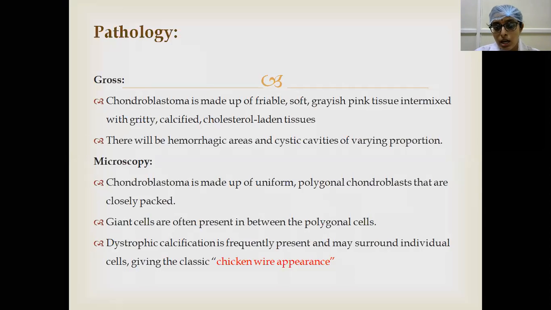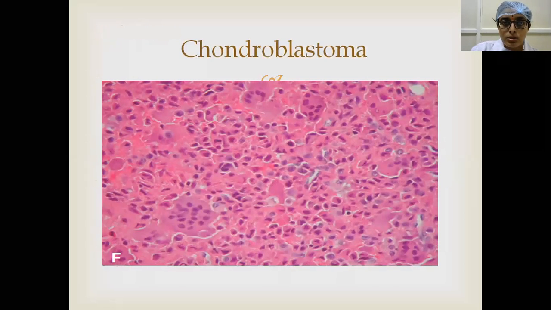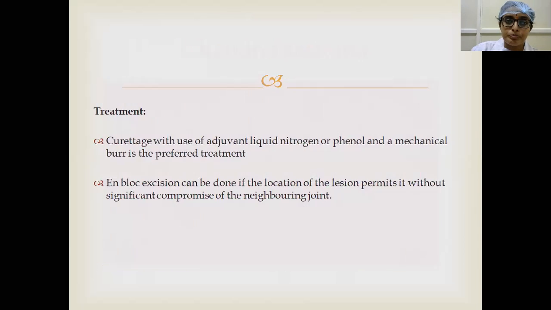This pericellular calcification gives the chicken wire appearance, which is asked as a fancy question in your viva, or it may be asked in PG entrance exams also. They may explain the histological features of the tumor giving chicken wire appearance, and then you may have to identify the tumor. So chicken wire appearance is characteristic of chondroblastoma. This is the appearance, though the chicken wire calcification is not so clearly seen. This is the histological appearance of chondroblastoma.